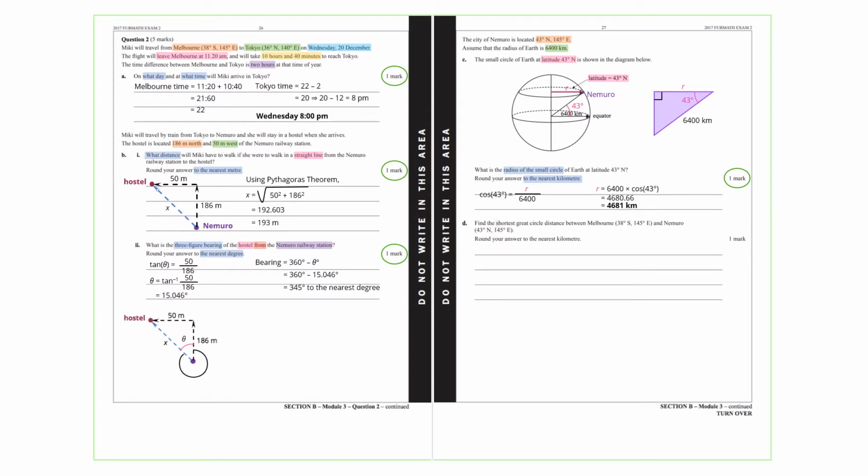Part D. Find the shortest great circle distance between Melbourne and Nemuro. First of all, let's place Melbourne on this diagram. Melbourne is 38 degrees south. So the angle between the two radii is 43 plus 38, which is 81 degrees. The length of the arc equals 2 pi times 6,400 times 81 degrees over 360 degrees. And this gives us 9,048 kilometers. This question is worth 1 mark for the correct answer.